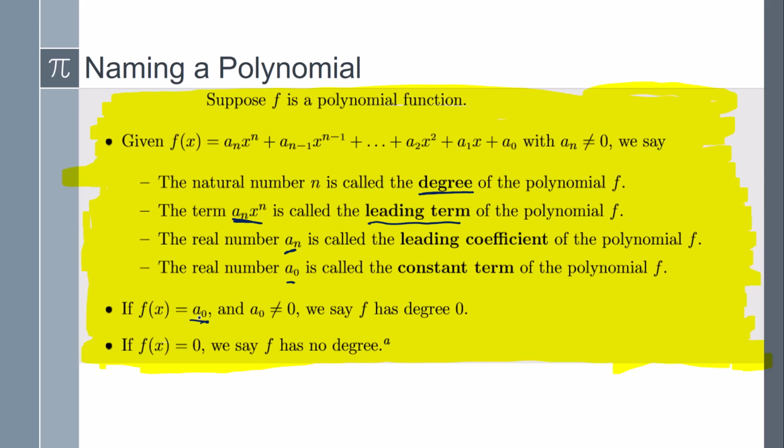Now, if it's just a constant, the degree is going to be 0. Right? That's a number other than 0. If it's 0, it's actually going to have no degree at all.